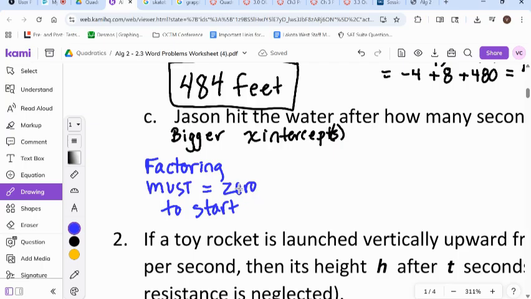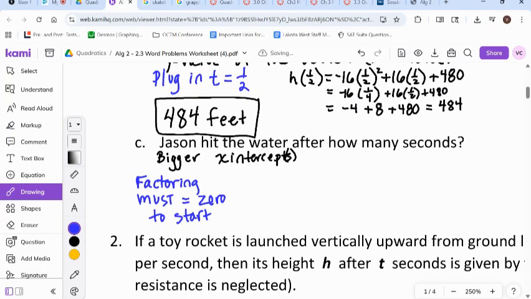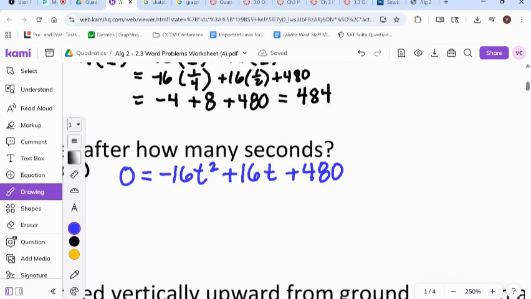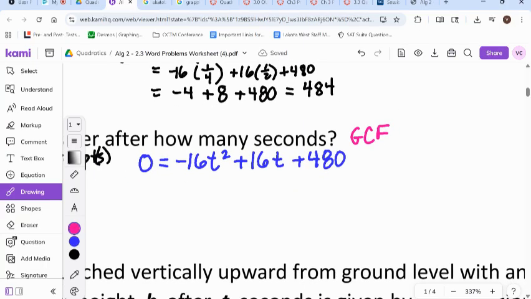So before we even start factoring, it has to equal 0. So I'm going to plug in y equals 0, and I'm going to have on the other side, negative 16t squared plus 16t plus 480. Now, your first step of factoring, every single time ever that you factor, you always want to look to see if there's a GCF. And in this case, there is a GCF. It is negative 16. So I'm going to take out the GCF.